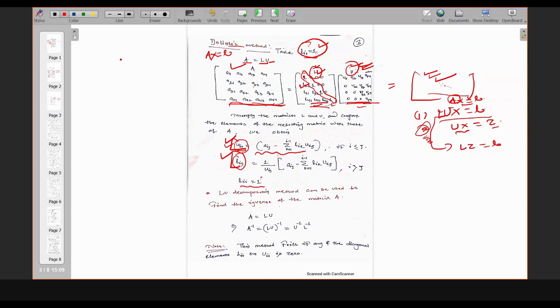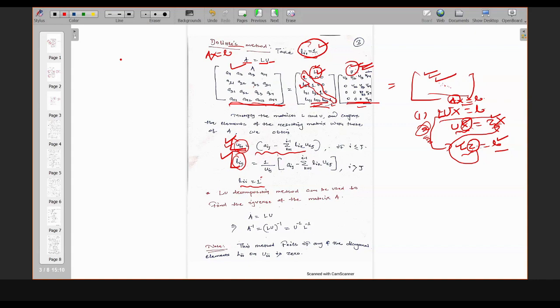In the third step, when you consider UX equals Z, the equation takes the form LZ equals B. The system LUX equals B cannot be solved directly because X and Z are unknown. But for LZ equals B, the lower triangular matrix is known and B is known, so you can solve for Z. Z is the intermediate solution. Once you obtain the value of Z, you substitute it into UX equals Z, and then you can find the required solution X. The required solution is X, the final solution; Z is the intermediate solution.